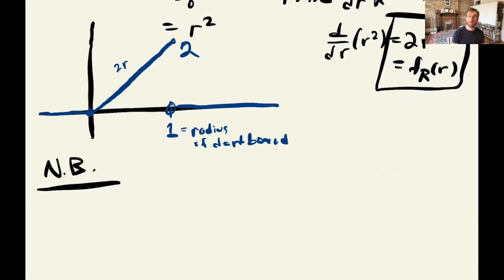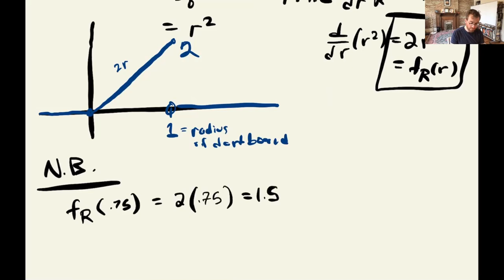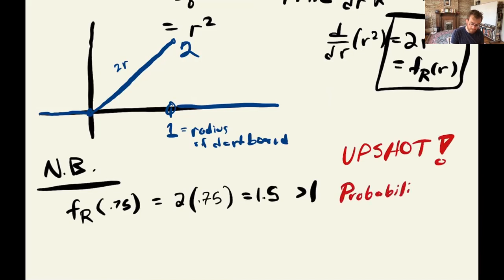Nota bene, note well, that f of r at, let's say, 0.75 is 2 times 0.75, which is the same thing as 1.5, which is greater than 1. The upshot being that probability density can be greater than 1.